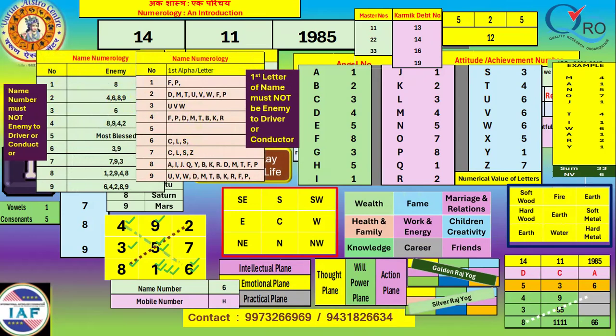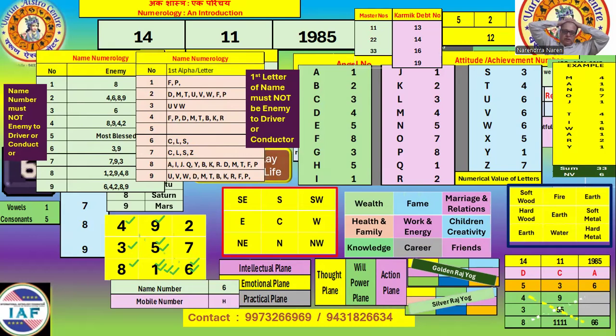Now the enemy numbers are before you. For number 1, 8 is the enemy. For 2, 4, 6, 8, 9. For 3, 8, 6. For 4, 6, 8, 9, 4, 2. For 5, none. For 6, 3, 8. For 7, 7, 9, 3. For 8, 1, 2, 9, 4, 8. And for 9, 6, 4, 2, 8, 9. All these numbers are enemy numbers.